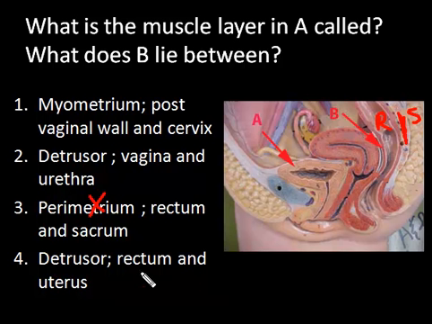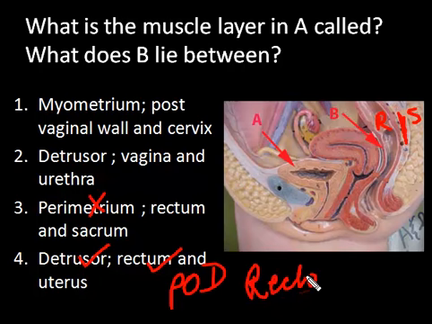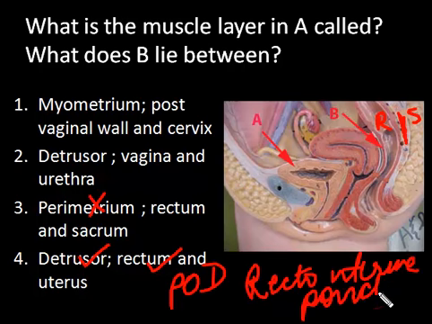So let's look at the last statement, which says the muscle layer is called detrusor, which is true. The muscle of the bladder is called detrusor. And the arrow is lying between the rectum and the uterus, because it is the pouch of Douglas, or also known as the recto-uterine pouch. So therefore, the answer to this question is this one.